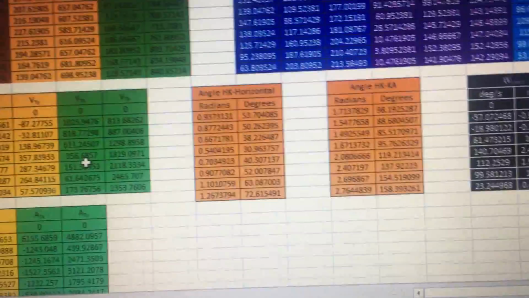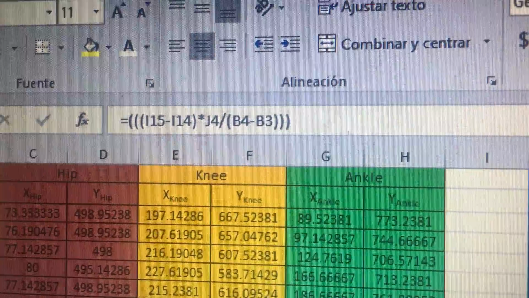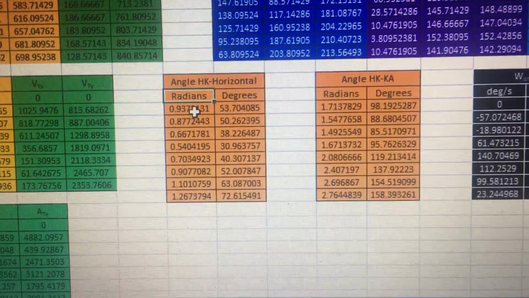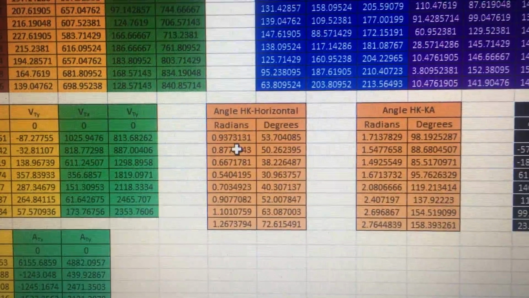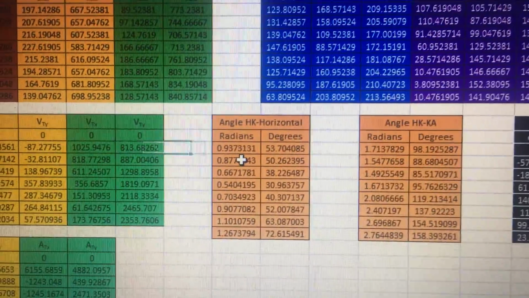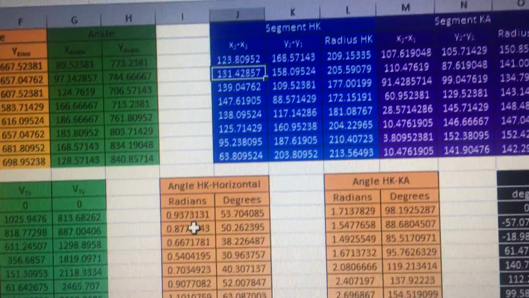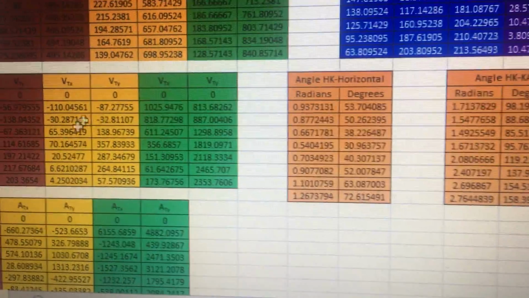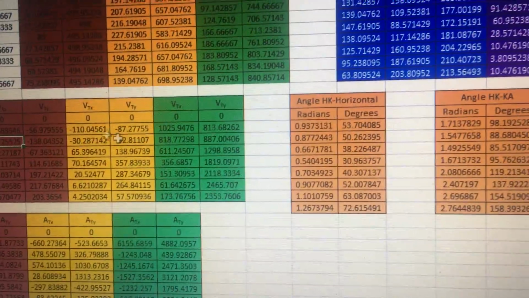As you can see here, let me show you. So this is going to be this in radians. I'm sorry, this one, because it's for the hip. So we used this. It's going to be this minus this, multiplied by the segment, which is going to be J4, this one divided by the time, or the change in time, which is this one. The same thing we did for the velocity in the knee and the velocity in the ankle. There was just a little variation for the ankle. We used a different formula.